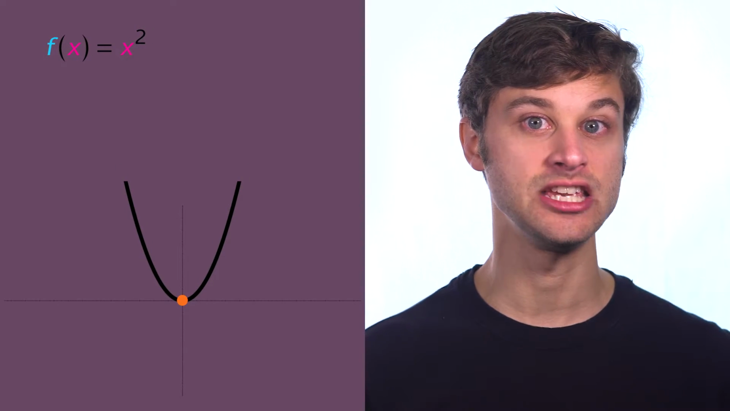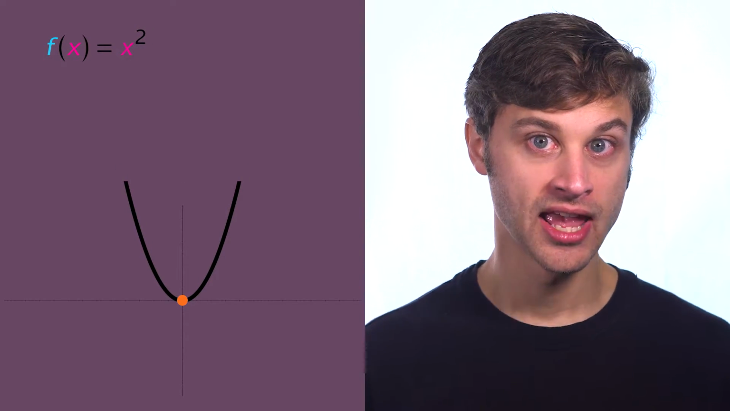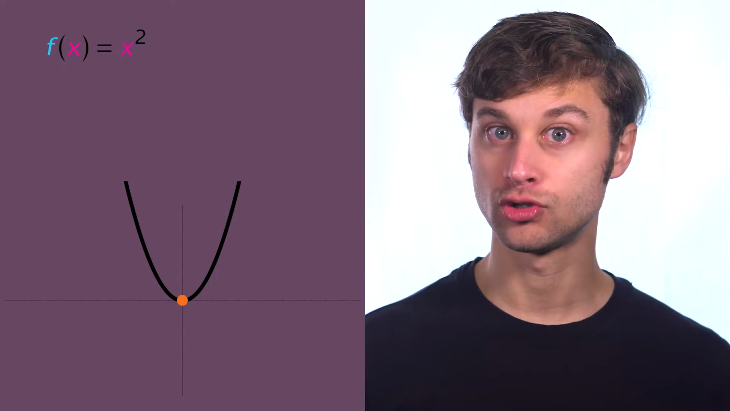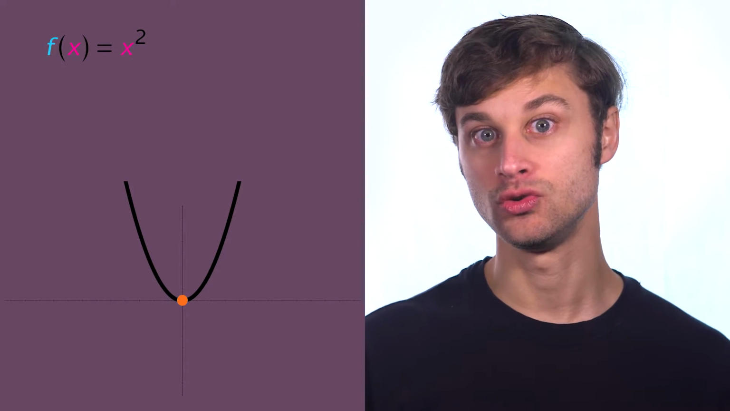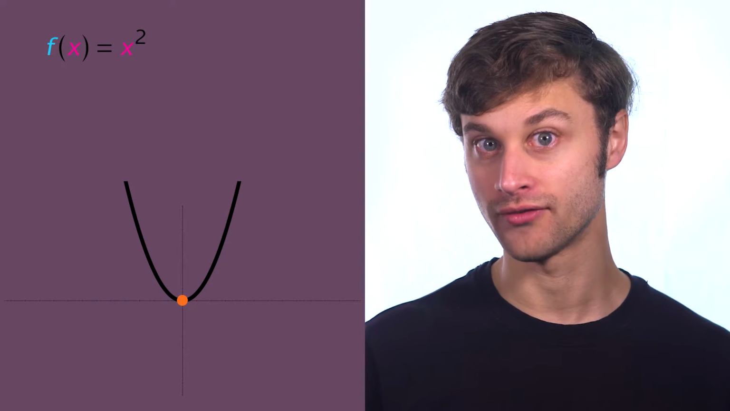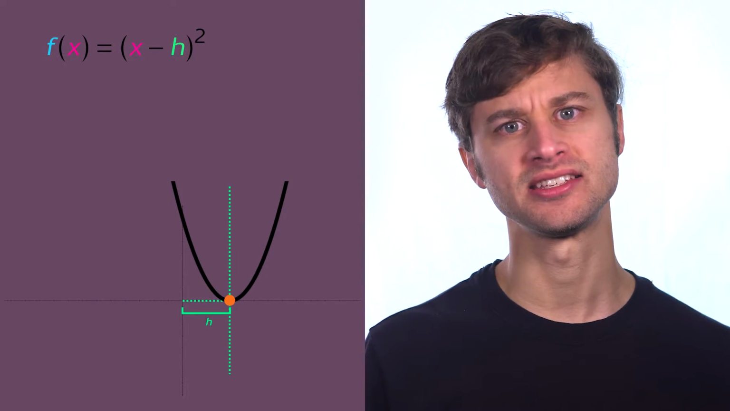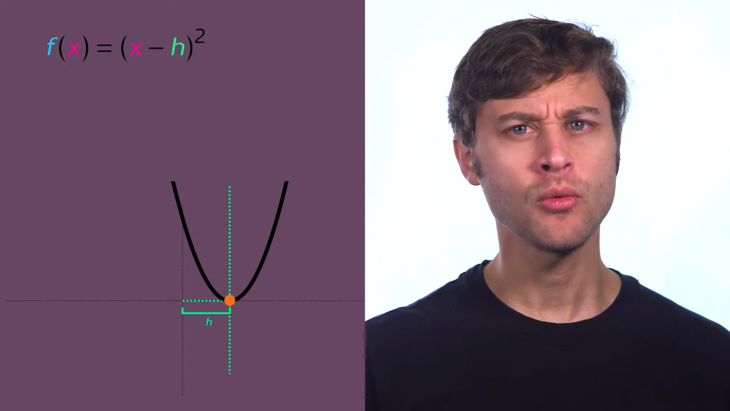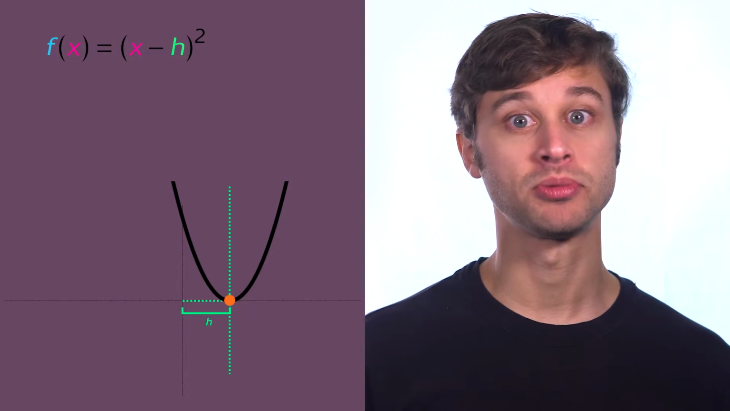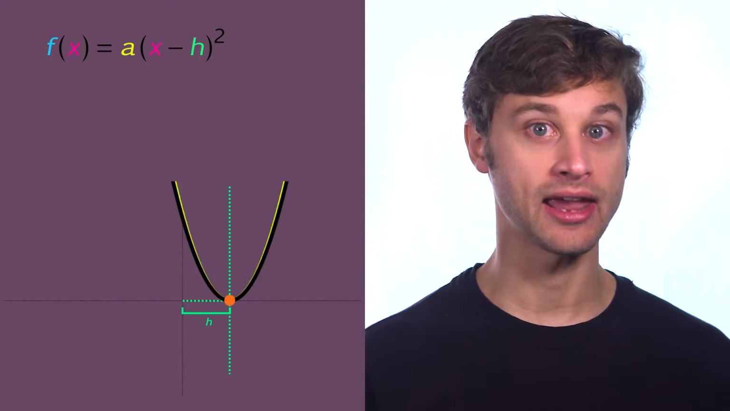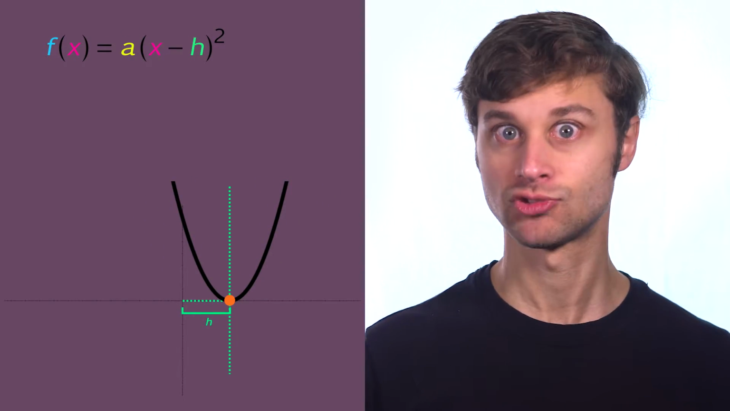Okay, so what about transformations? Well, the parent function of these quadratics is f of x is equal to x squared. If I want to move that to the left or right, I can add an h term to the x squared part of the function. So this becomes x minus h squared. If I now want to stretch or squish the function or dilate it, I can multiply it by a factor of a. So I get a times x minus h squared.